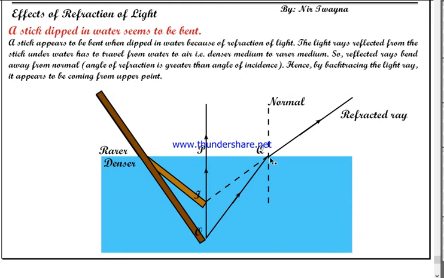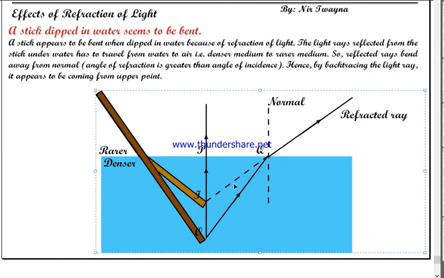In that case you can see the light ray traveling from denser medium to rarer medium, and when a light ray travels from denser medium to rarer medium, it bends away from the normal. So these two refracted light rays actually get to your eyes. When your brain receives these light rays, your brain cannot manipulate this bending feature. Instead, your brain thinks that this light ray is coming from here.